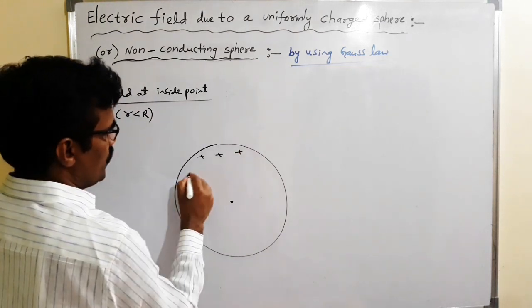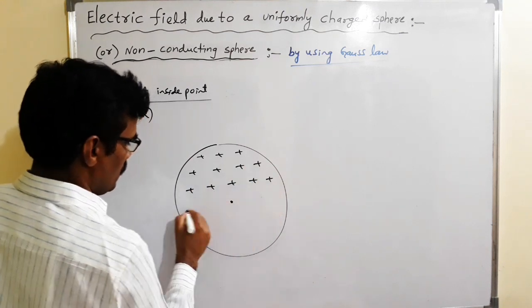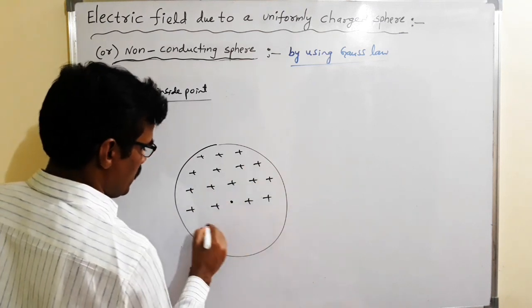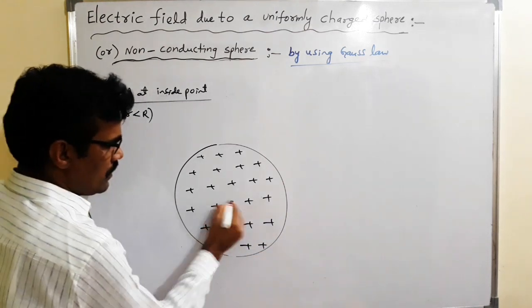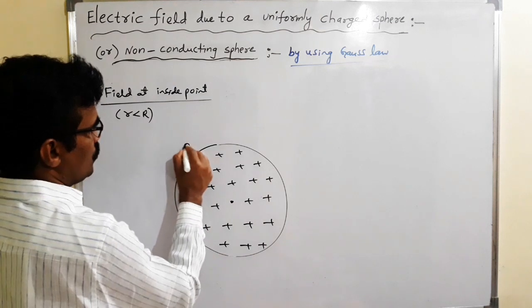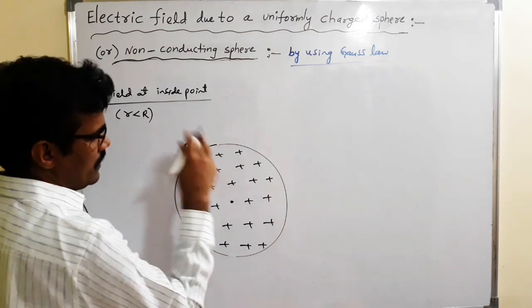Q charge is distributed uniformly. It is a non-conducting sphere. This is the center, total charge Q, radius R, the radius of the sphere.